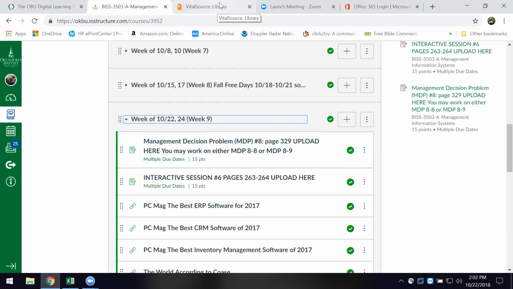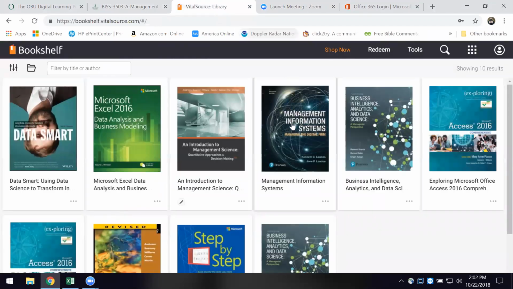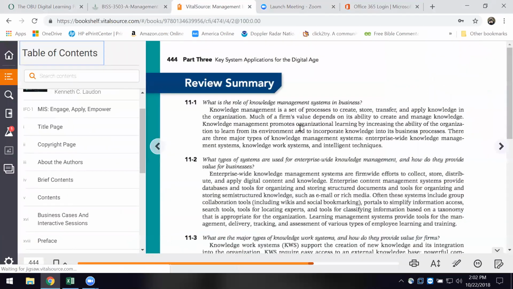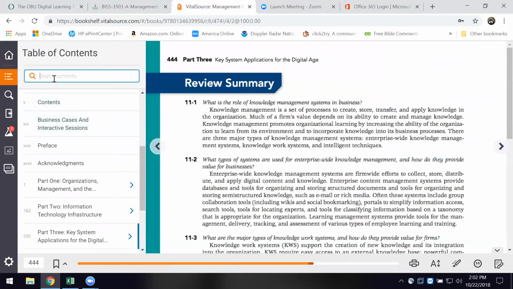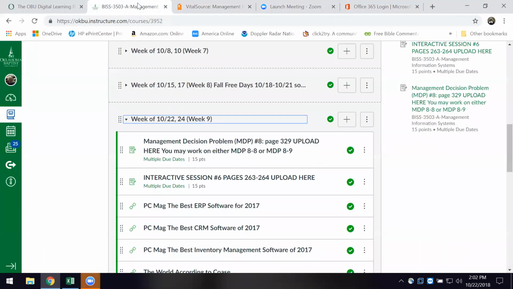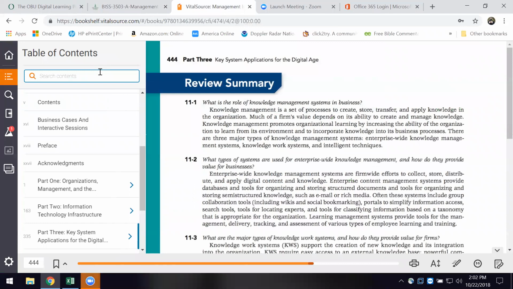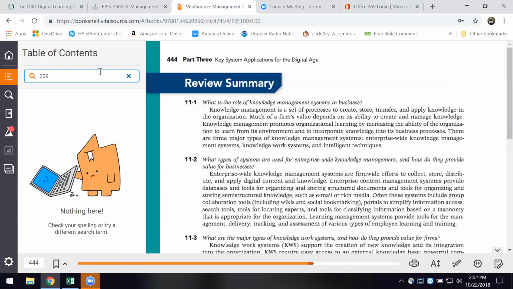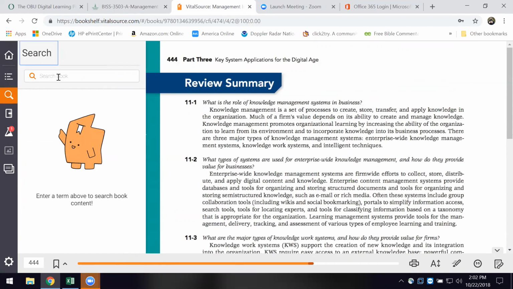So let me pop into the book here, and you'll see I have quite a few resources for you there. And I want to go to page 329. So pop up here.